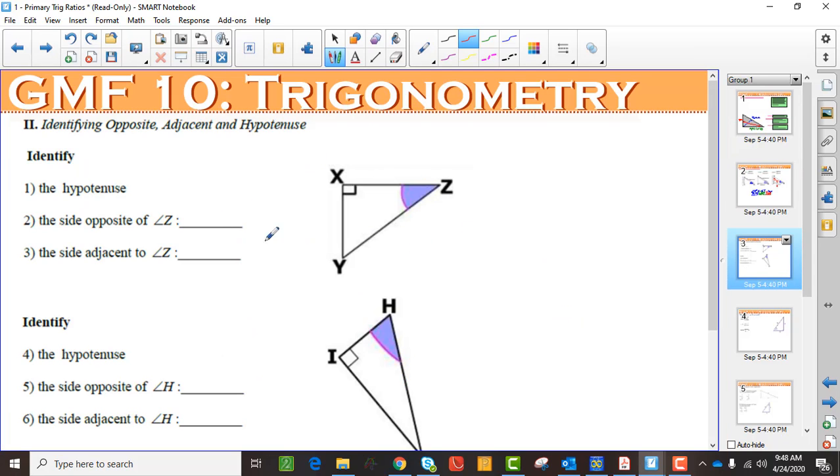So if we look at this triangle here, we just want to figure out what side is which for the angle Z. The hypotenuse is always across from the right angle, so the hypotenuse is the side YZ. The opposite side of Z is going to be over here. It's going to be the side XY. And then the adjacent side of Z is the one that it's touching. So it always involves Z. So it's XZ.